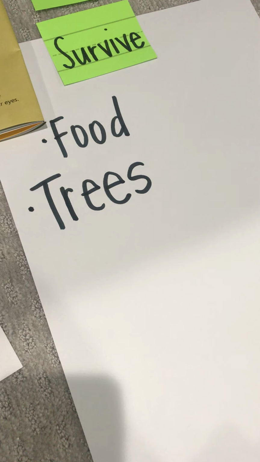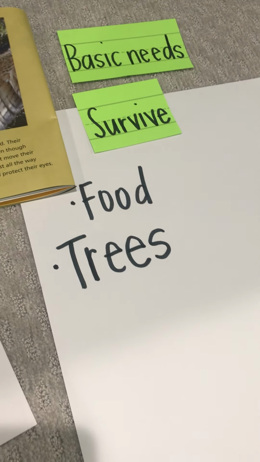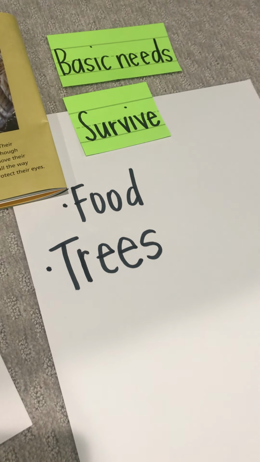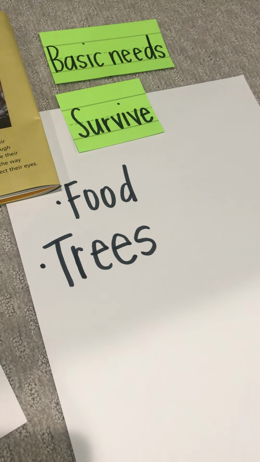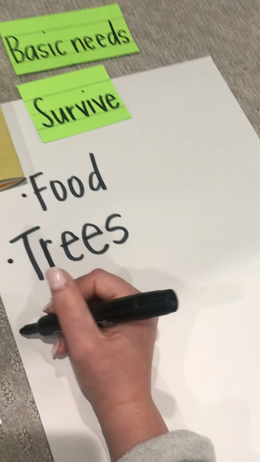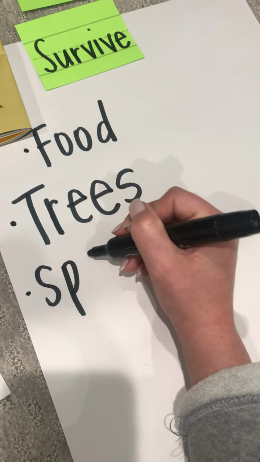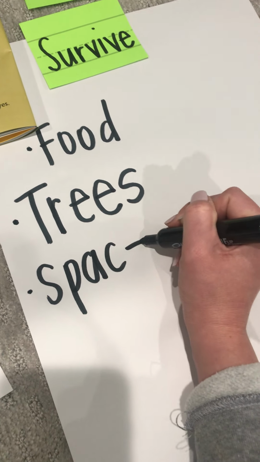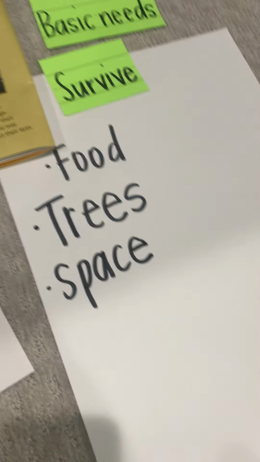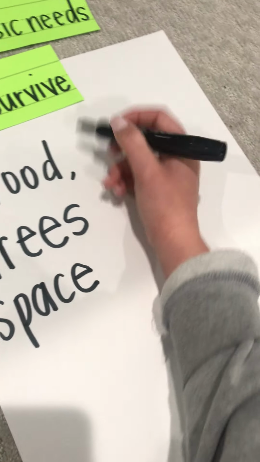Owls also need, a basic need for an owl, they need to be able to have room to fly around, right? They can't just live in a little box, right? So they need space to spread their wings, fly around. Food, trees, space, water.